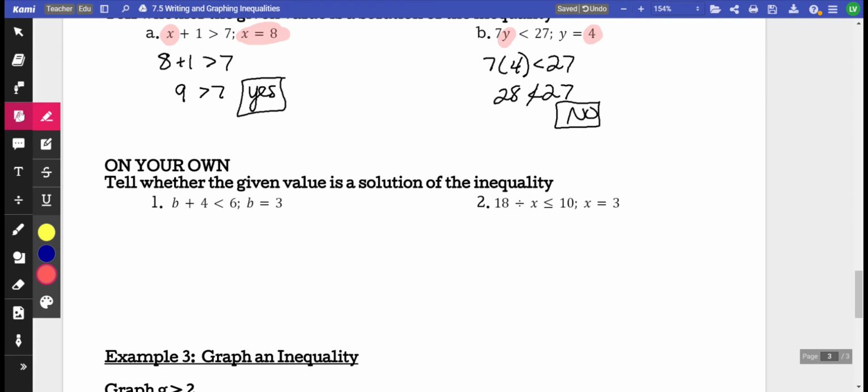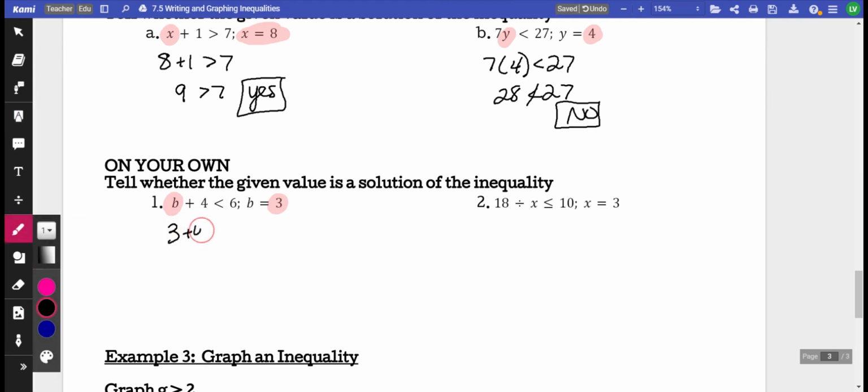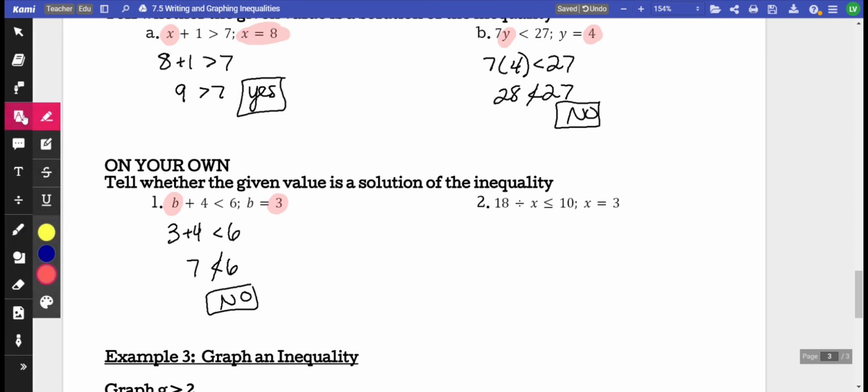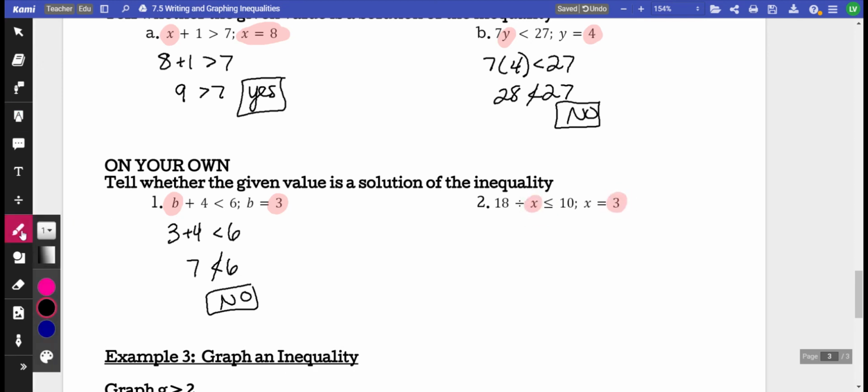B plus 4 is less than 6. So I'm going to have the value of B equaling 3 and replace my B with 3. 3 plus 4 is 7, is less than 6. 7 is not less than 6, so no. Number 2, 18 divided by x is less than or equal to 10. Instead of x, I'm going to put in a 3. 18 divided by 3 is 6. Bring down my less than or equal to 10. And yes, that is true.